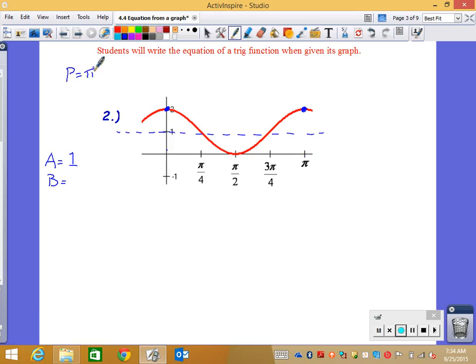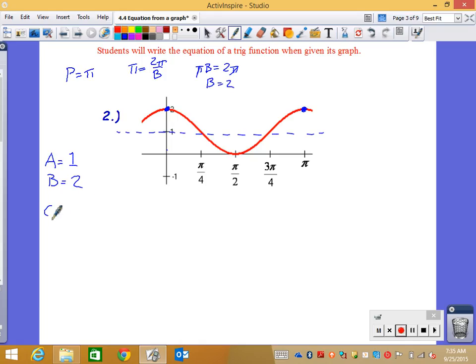Well, I know that period is 2 pi over b. So I'm going to set up pi is equal to 2 pi over b. Cross multiply, I get that pi b is equal to 2 pi. Pi's cancel. I get a b value of 2. And if you can see that right away, great, that's awesome. But I just want to show it for everybody, just so we really can hammer out how I find my b value.